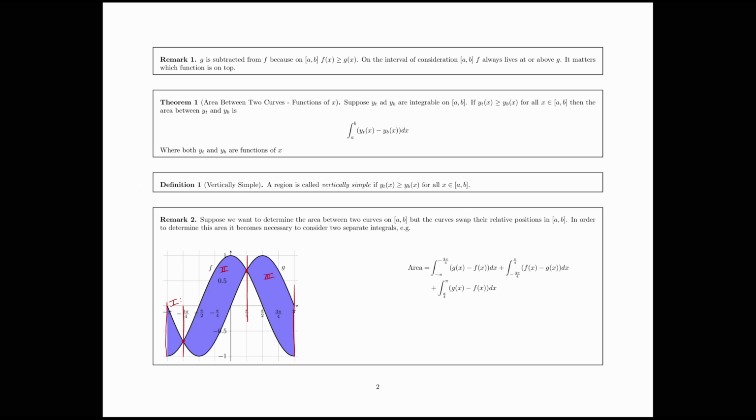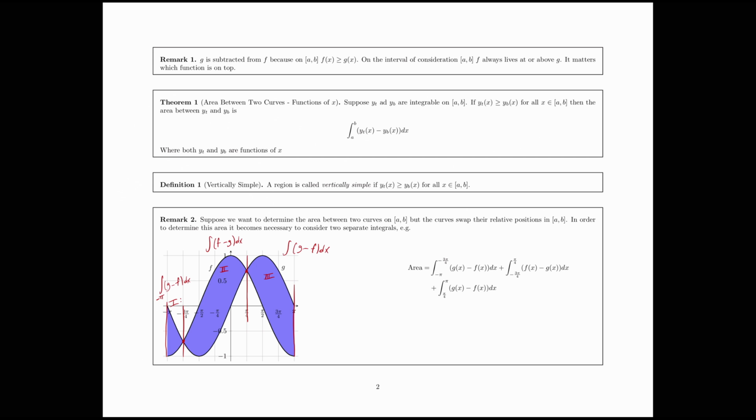So for region 1, let's see, let's figure this out. This is f right here. So f is on the bottom, g is on top. So for region 1, this would be something like g minus f dx. For region 2, this would be something like f minus g dx. And for region 3, this would be g's on top, so g minus f dx. And of course, we'd have to integrate over the correct bound.